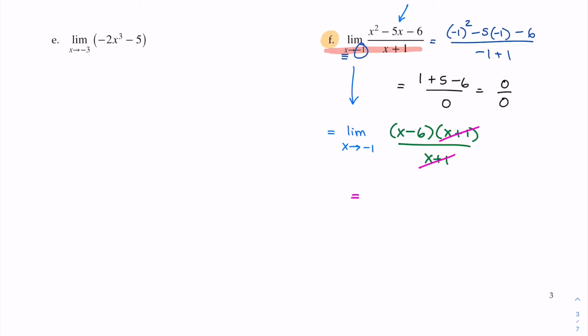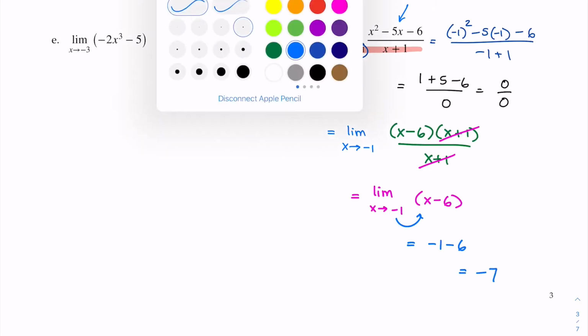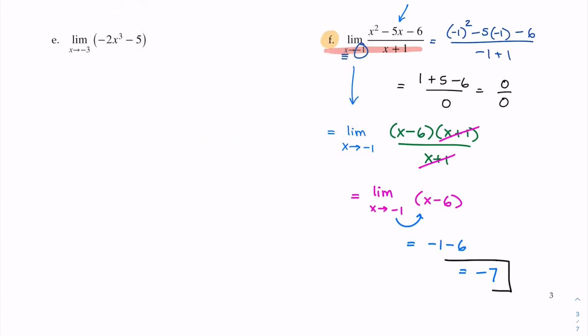So we could write this is equal to the limit as x approaches -1 of just x minus 6. And now that that denominator that was giving us trouble is gone, we can just simply plug in that value and say, okay, well, this is equal then to -1 minus 6. Don't be that kid who says that's 5. No, that is -7. And there we are, all set, ready to go.